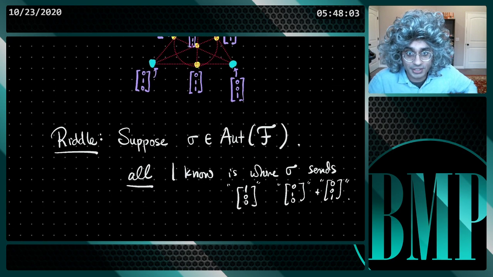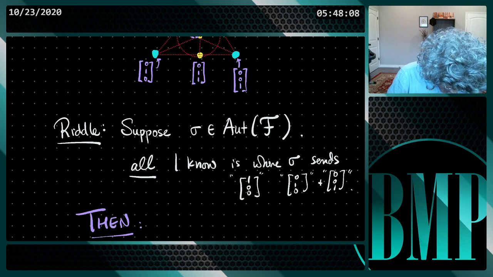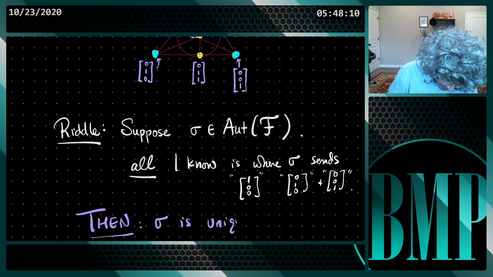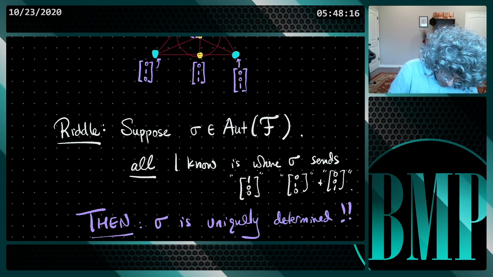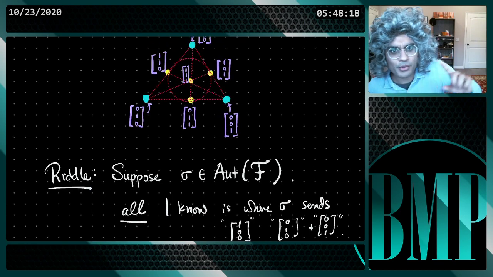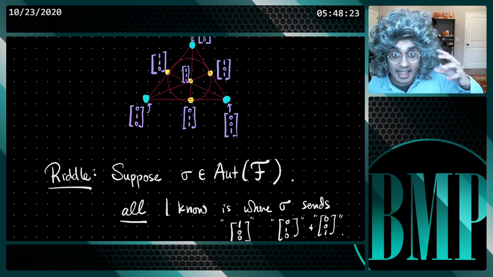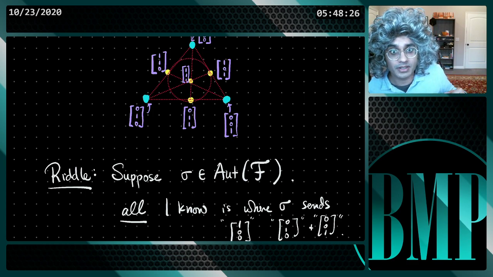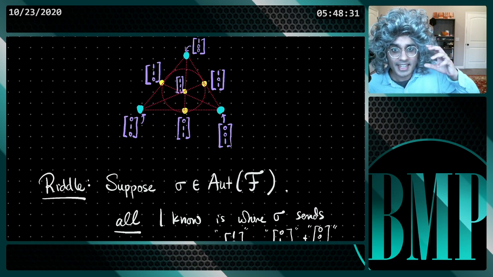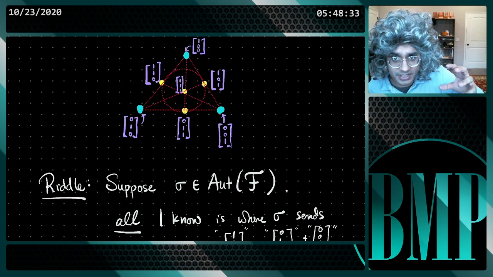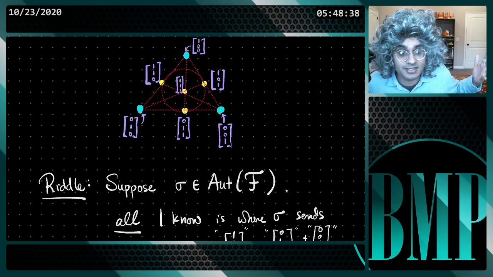Here's something cool. Here's a riddle. Then sigma is uniquely determined. In other words, if you want to know an element of the automorphism group of the Fano plane, it's enough to know what it does to those 3 elements, to the 3 blue elements.